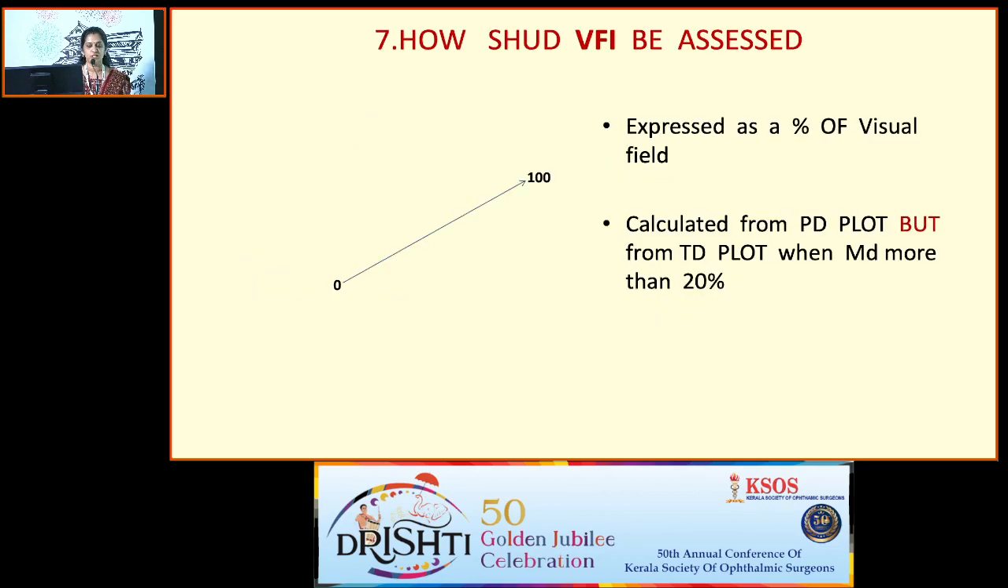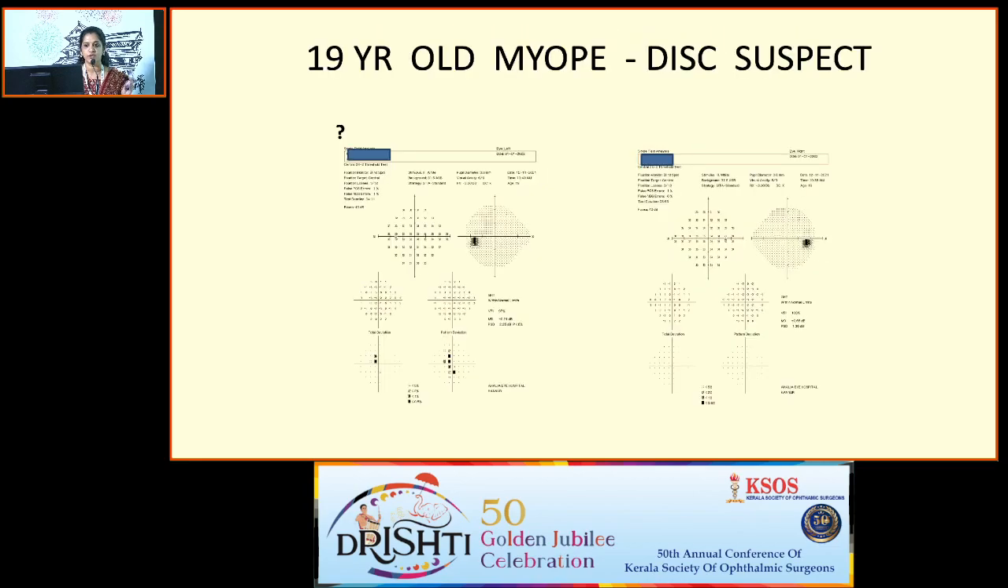Now VFI ranges from 0 to 100 and is expressed as a percentage of visual field. Remember that VFI is always calculated from the pattern deviation plot. But if your mean deviation is more than 20%, it is calculated from the total deviation plot.